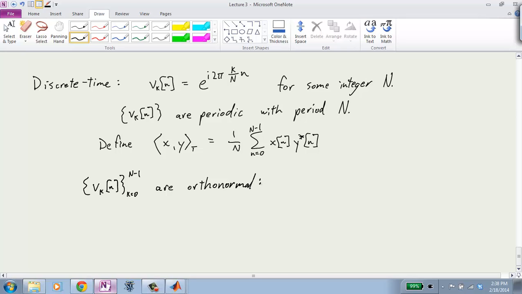And to check, we just do the following. Boy, I'm running out of time, so I'm going to speed up a little bit. We do, again, the inner product of v_k1 of n and v_k2 of n, which equals 1 over N times the sum.